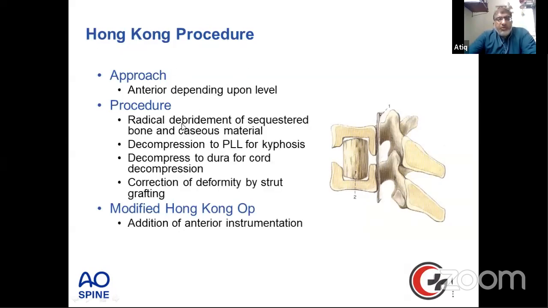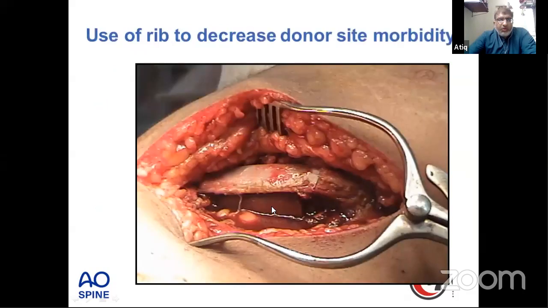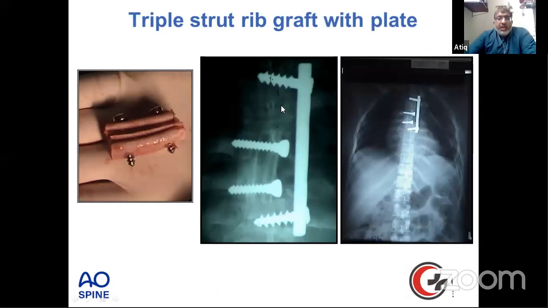in which we go anteriorly, usually retroperitoneal, do the radical debridement, do the decompression, and it will also help in the correction of the deformity. If we use some instrumentation, it is called the modified Hong Kong procedure. We usually do a thoracotomy, so we remove part of the rib and use it for the bone graft. The bone graft can be used like this. You can break it into 3 pieces, put the screws in it, put that graft in there, and then do the instrumentation.